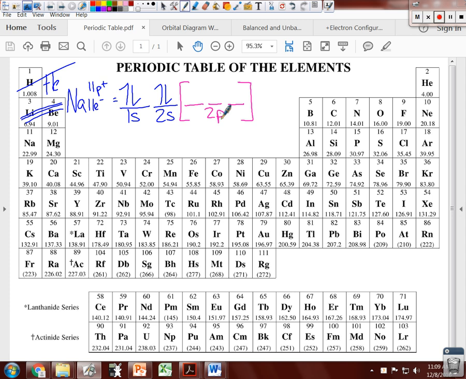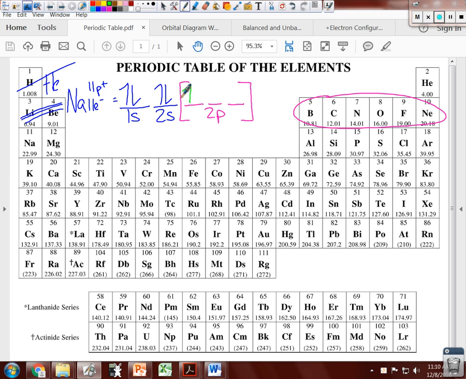Yes. But before I go any further, there's that rule that we have to abide by, and that's Hund's rule. Hund's rule states 2 things. Number 1, you must fill empty orbitals before you double them up. So what that means is, if I've got one here, where does the next one have to go?